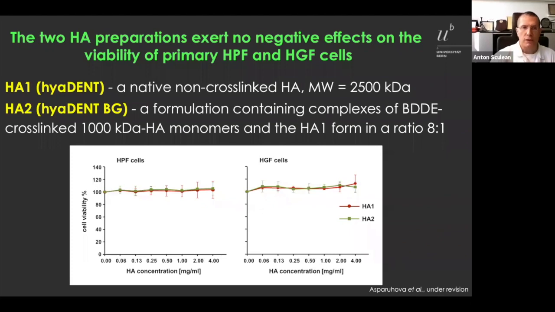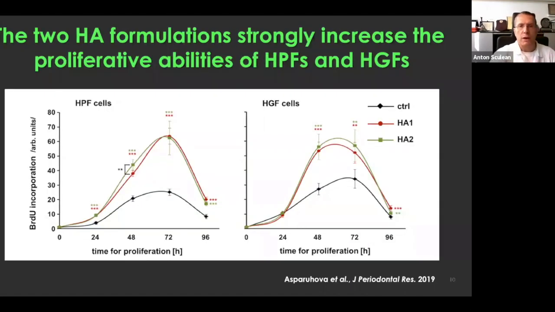And most importantly, the two preparations did not have any negative effects on fibroblasts from the periodontal ligament and from the gingival connective tissue. Then in another experiment, we looked at the proliferation of these cells. And you can see the curves, the two curves, the green and the red one, and compare them to the black one that is the control. And you can observe that by applying these molecules on the cells, we have a very strong effect on the proliferation rate on both types of cells.